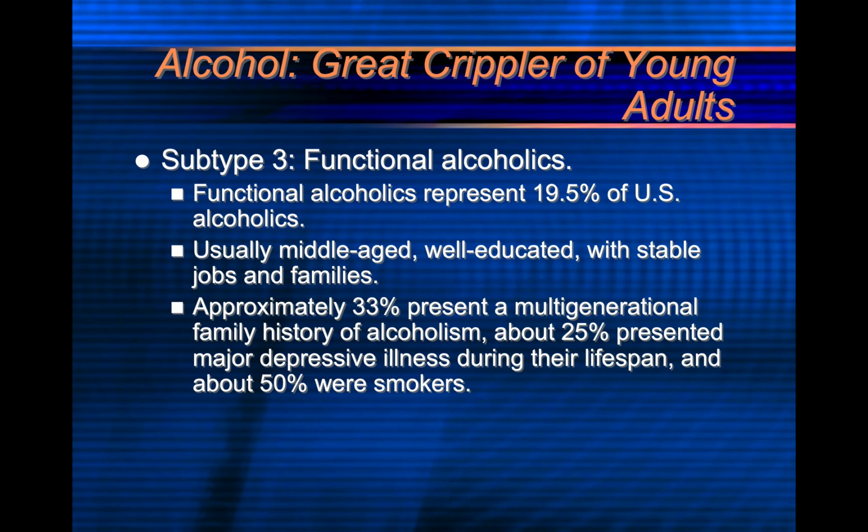Subtype 3, functional alcoholics. Functional alcoholics represent 19.5% of U.S. alcoholics. Usually they're middle-aged, well-educated, with stable jobs and families. Approximately 33% present a multi-generational family history of alcoholism. About 25% presented major depressive illness during their lifespan, and about 50% were smokers.